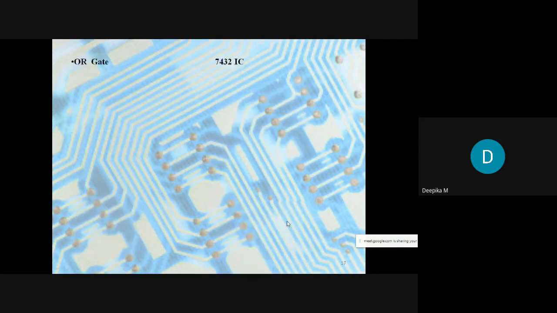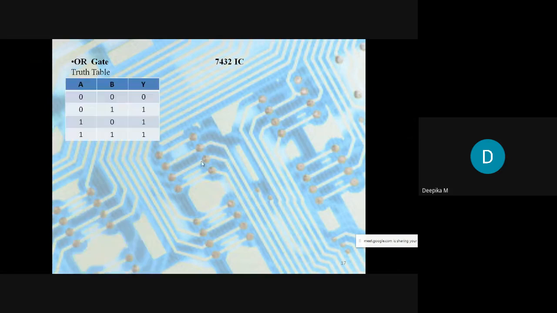And we have the OR gate. For the OR gate, the IC number is 7432. Coming to the truth table, you can see the output is high if any one of the input is high. So if any one of the input is high, then the output is going to be high. That is nothing but the OR gate.